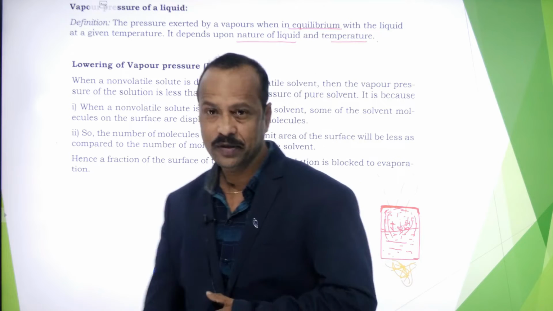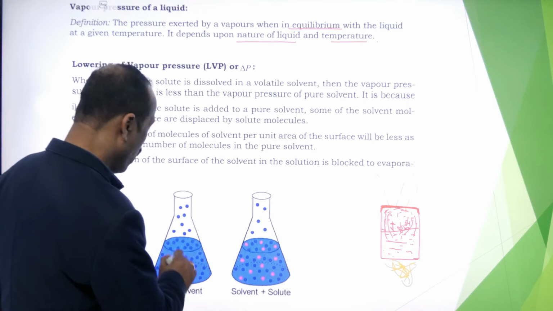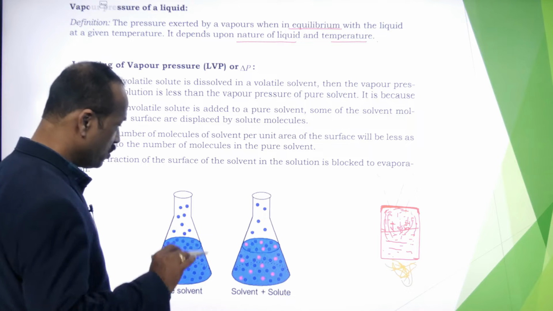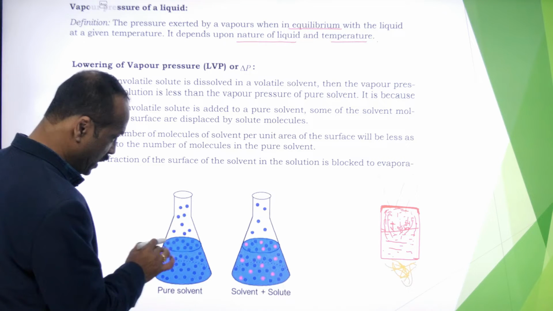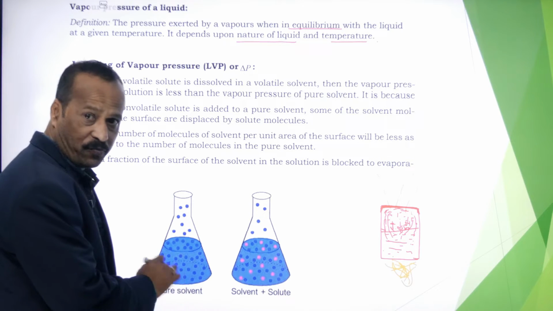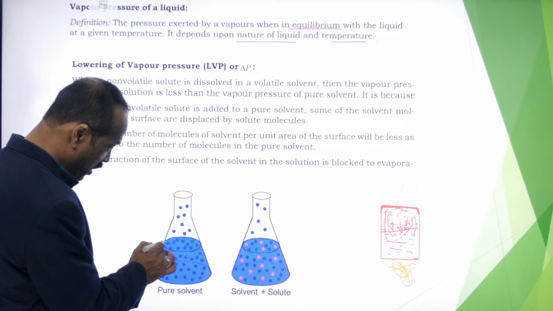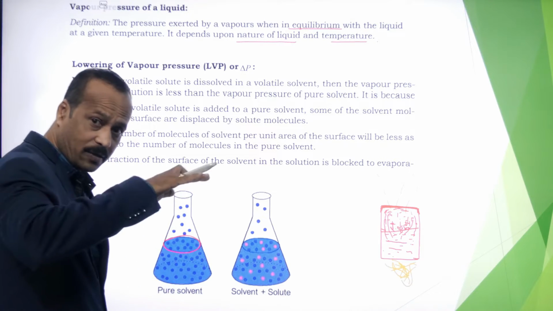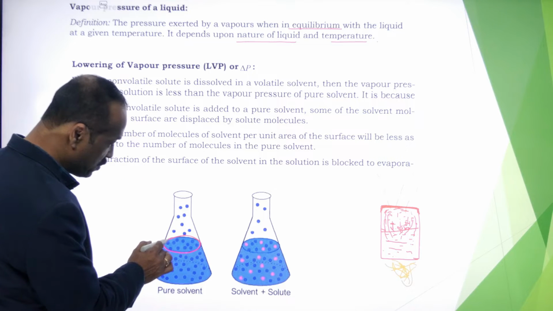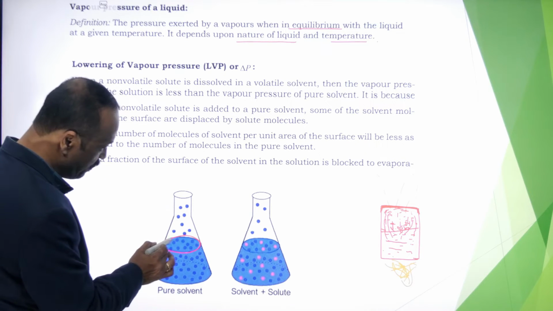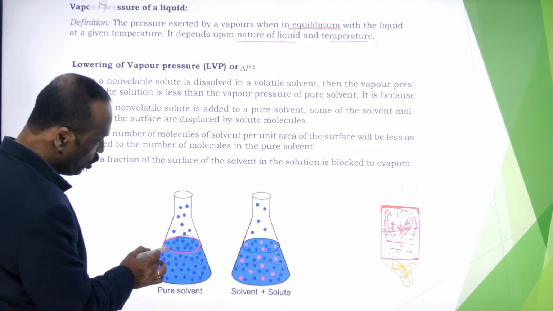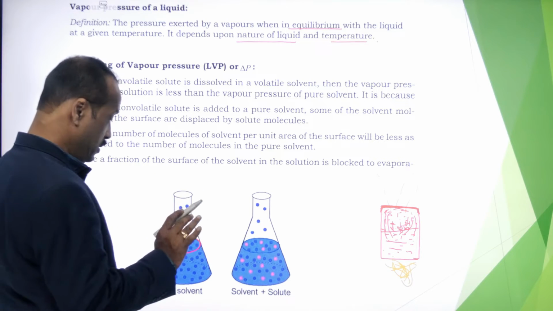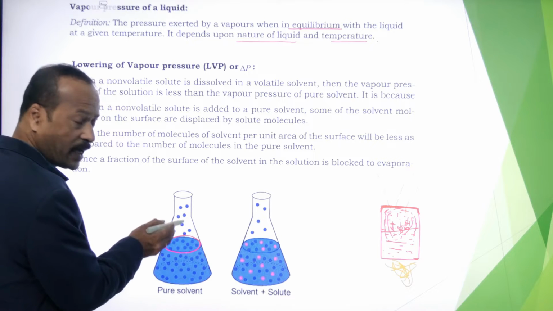So see students, here I am taking, for example, pure water. This is pure water. So here, if we heat it, then what happens? First, the water molecules which are present on the surface of the water get evaporated. So see here, these water molecules are getting evaporated. Clear?